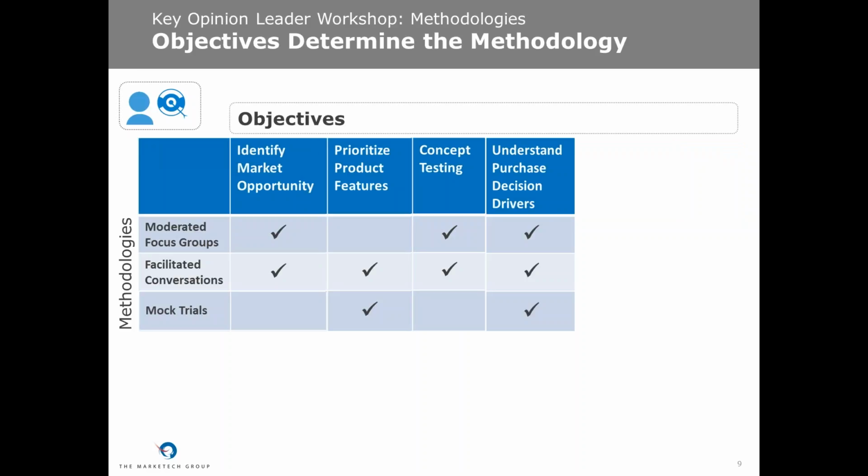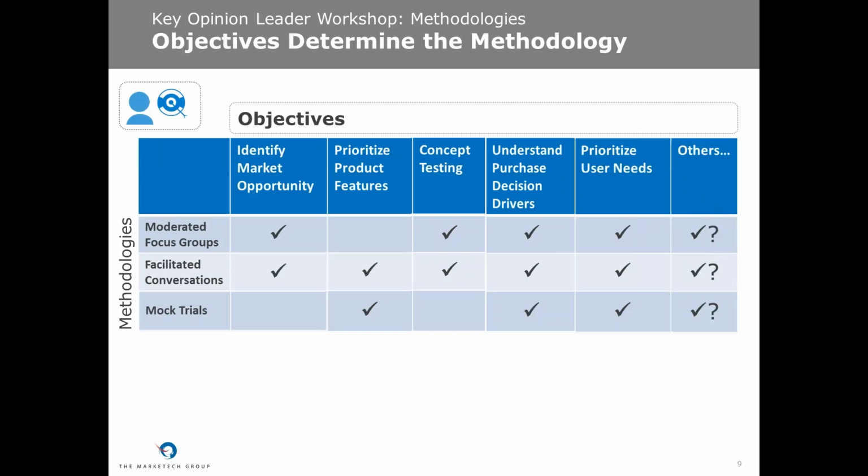Understanding purchase decision drivers, any of these 3 techniques could be selected depending on maybe your central research question or specific objectives within that. Similarly, prioritizing user needs lends itself well to any of these three techniques. And of course, others, you're going to pick a technique depending on your specific objective.